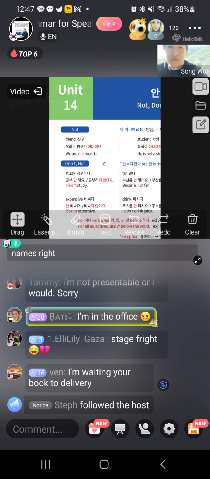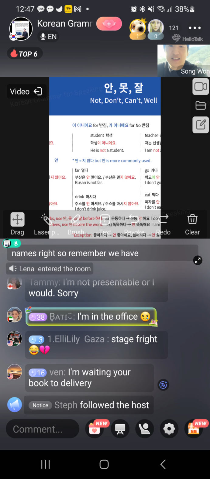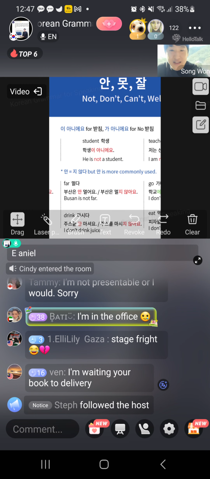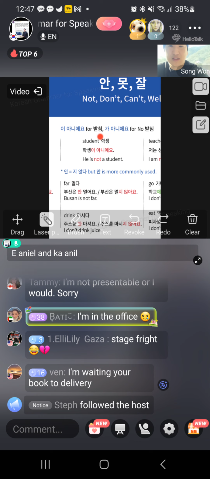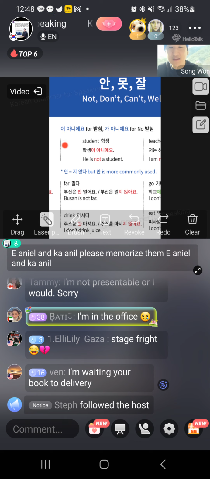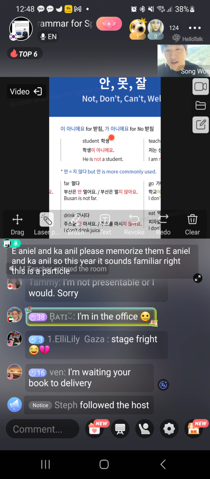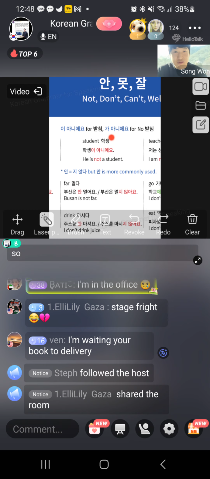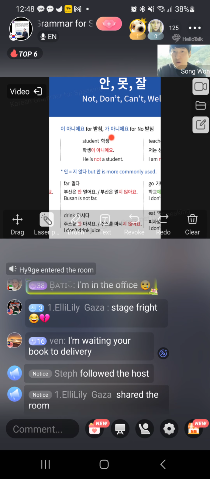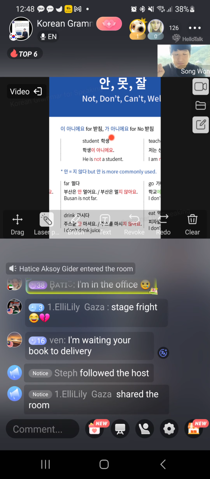So remember, we have 이 아니에요 and 가 아니에요. Please memorize them. This 이, it sounds familiar, right? This 이 is a particle and this 가 is also a particle. In this sentence, you don't need to know how this works. I just want you to memorize 이 아니에요 and 가 아니에요.